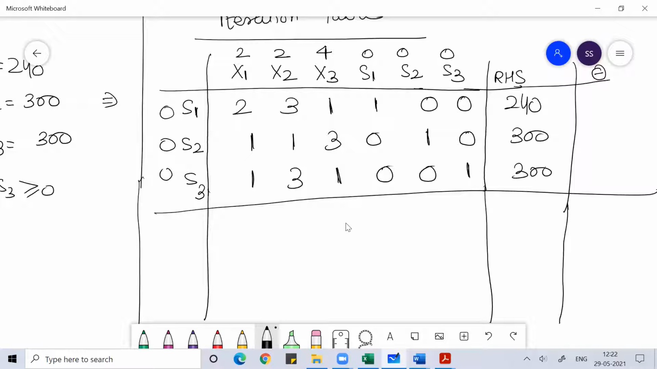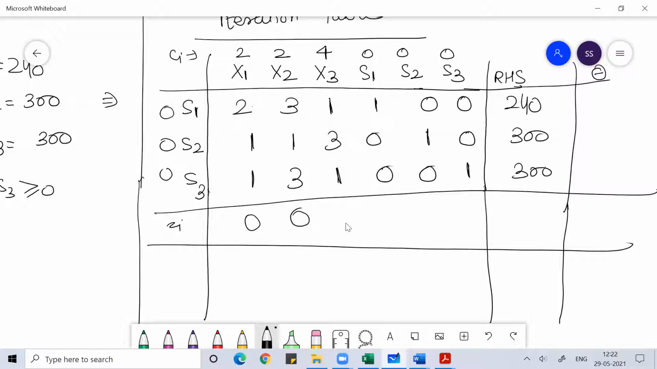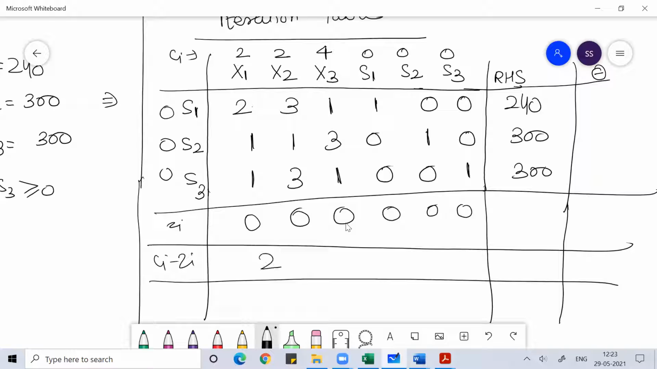First, this is your CI. If you don't know what CI and ZI are, you have to go through all my previous sessions on the simplex method. ZI is nothing but 0 into 2 plus 0 into 1 plus 0 into 1, so you will get 0, 0, 0 only. Then find CI minus ZI. This will be 2, 2, 4, 0, 0, 0. That means x3 will enter into the solution.